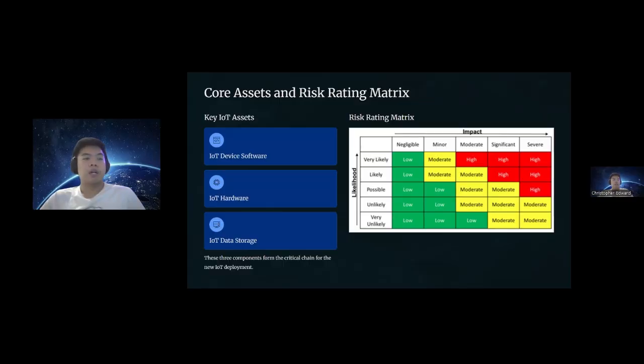And to assess the risk, we are using a risk rating matrix, evaluating threats based on impact and likelihood, with an overall risk level ranging from low to severe.